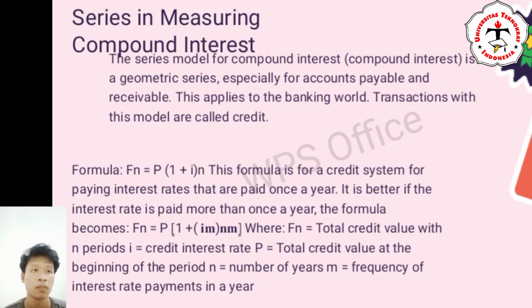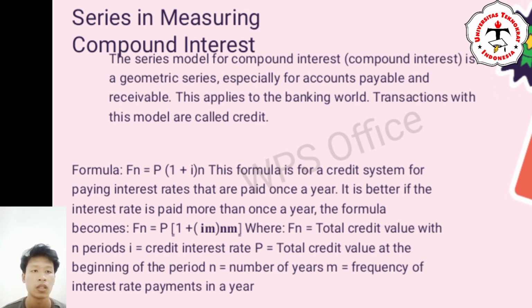Series in measuring compound interest. The series model of compound interest is a geometric series, especially for account payable and receivable. This applies to the banking world. Transactions with this model are called credit. Formula Vn equals P times 1 plus i to the n, and this formula is for a credit system for paying interest rates that are paid once a year.